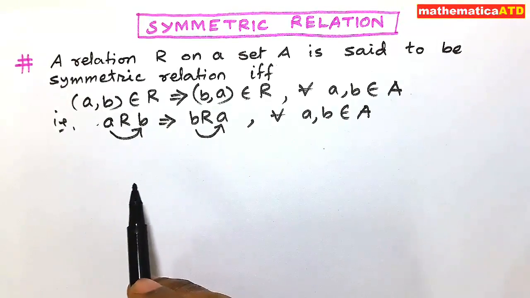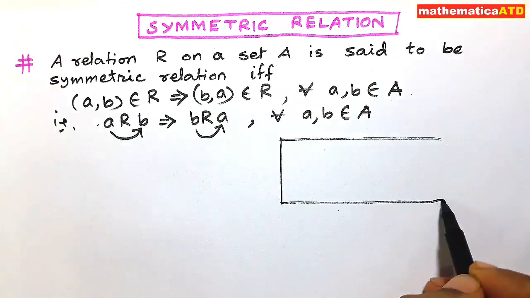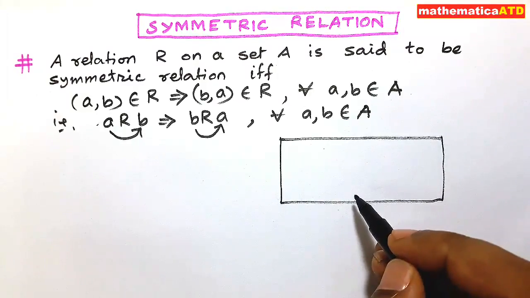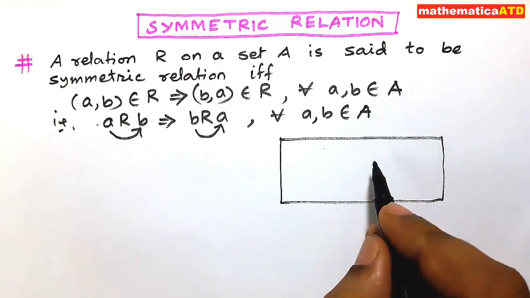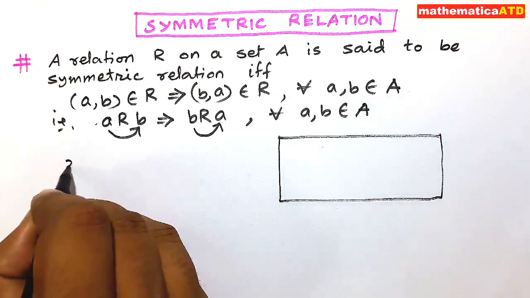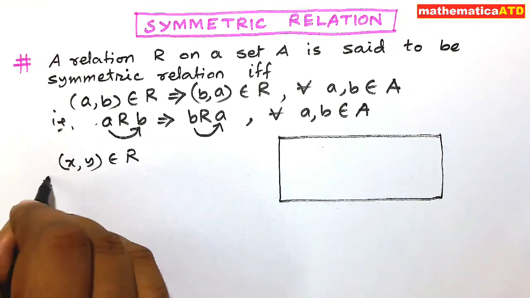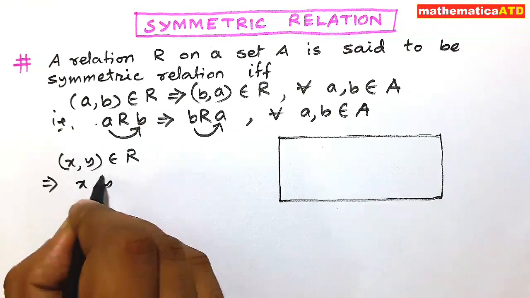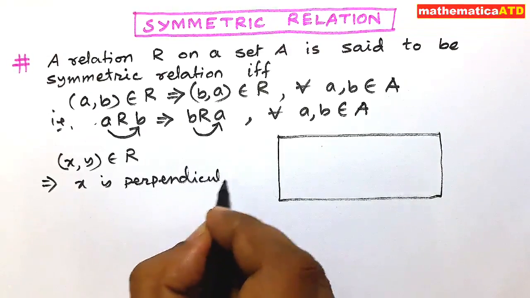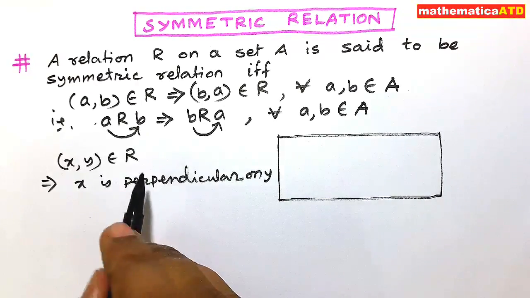Let L be the set of all lines in a plane. So this is a plane, and capital L is the set of all lines in this plane. Let us consider R a relation defined on L by the rule: (x, y) belongs to R implies that x is perpendicular to y. Then R is a symmetric relation.